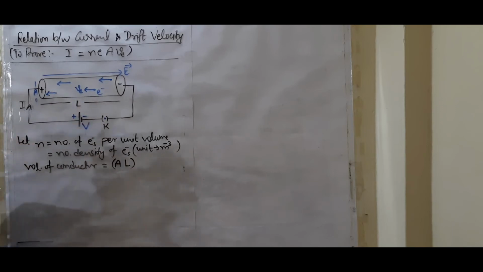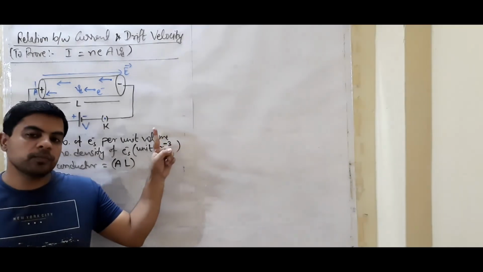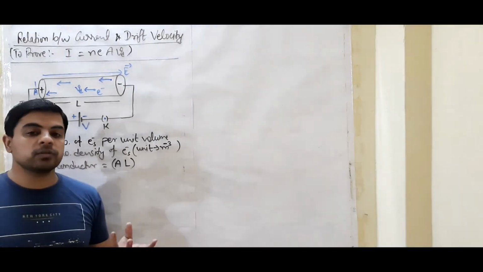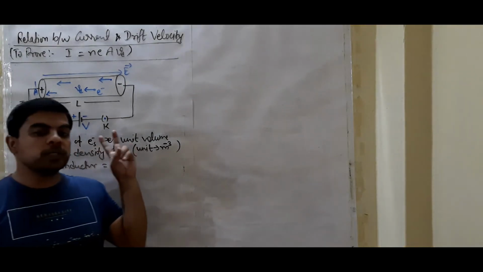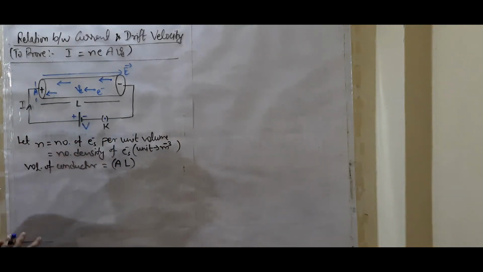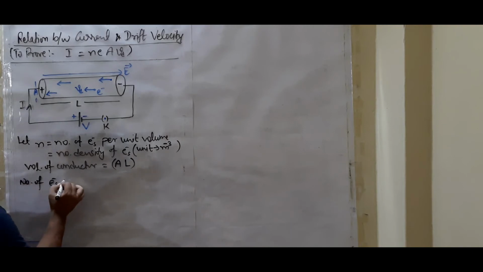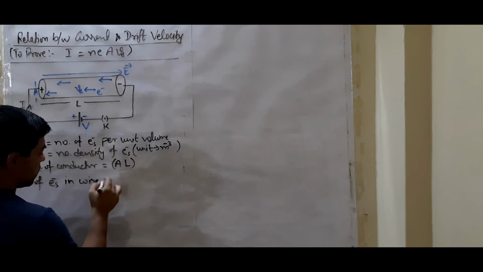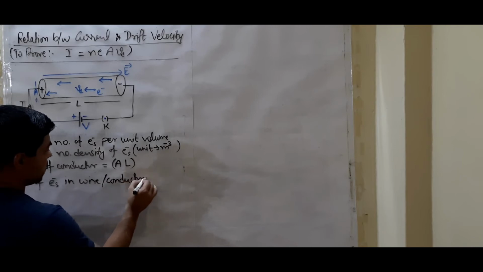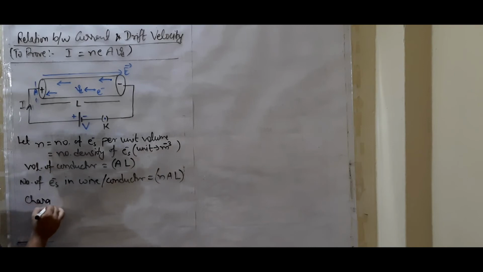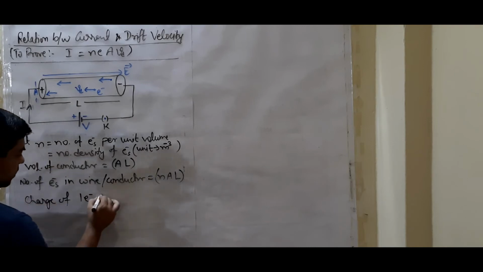Now see the factor, n is the number of electrons for 1 unit volume. So for 2 unit volume, the number of electrons will be 2n. It helps us to find the total number of electrons in the conductor. So for 2 unit volume it is 2n, for 10 unit volume it is 10n. So for AL volume, the total number of electrons will be n into AL. So the number of electrons in the wire, or conductor, will be nAL. Now we know that the charge of 1 electron is e.